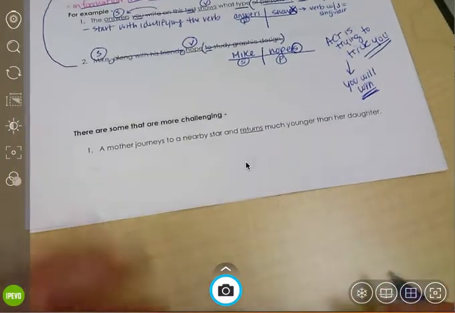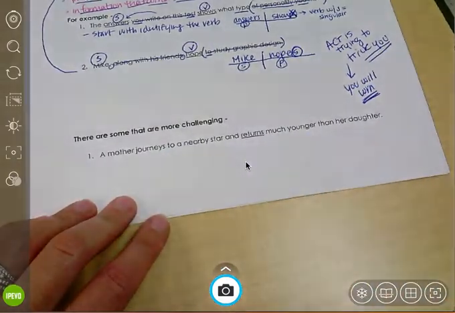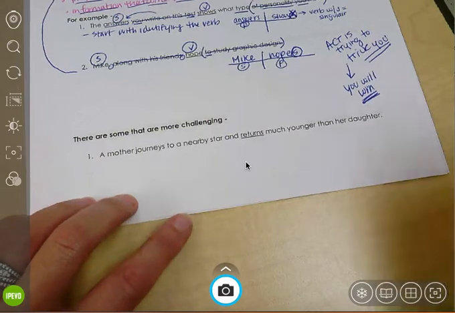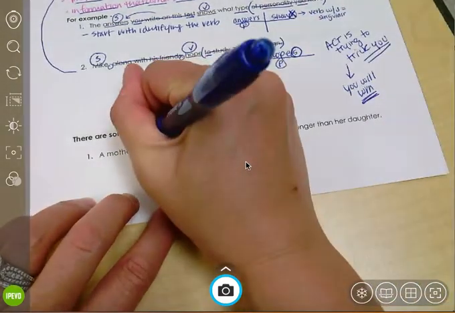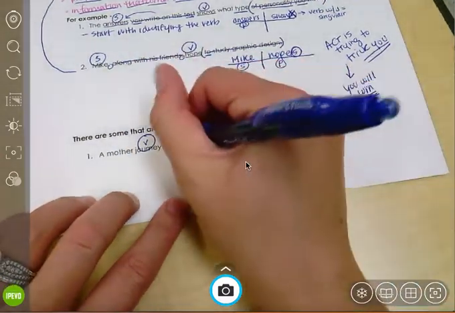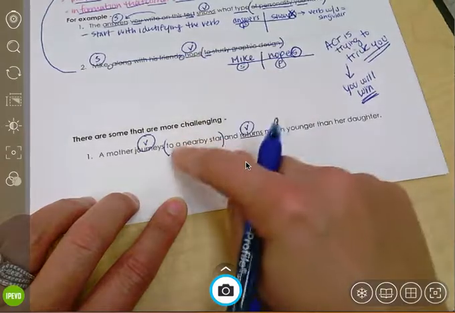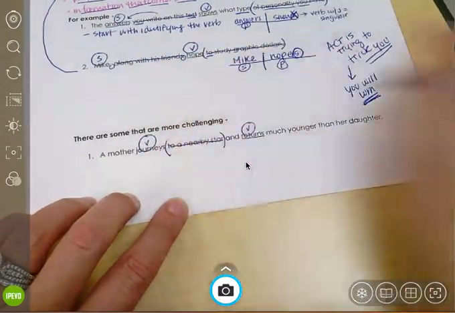Okay, so let's try a couple other ones to see how we do. It says, a mother journeys to a nearby star and returns much younger than her daughter. Okay, so I'm going to go ahead first and identify my verbs. So I have returns and I have journeys. Cool. Now I'm going to start crossing out some of the modifiers. To a nearby star is describing journey, so I'm going to cross that out.